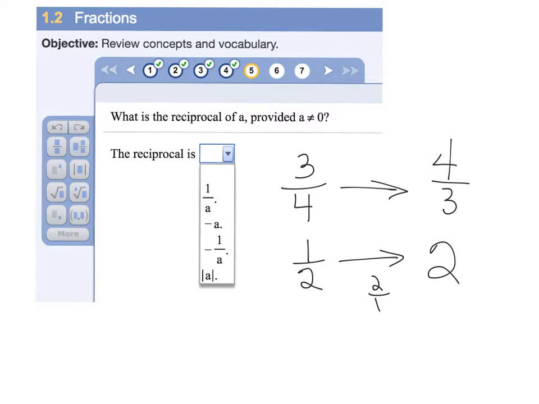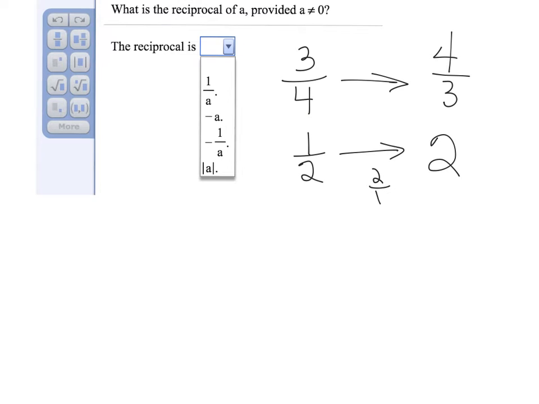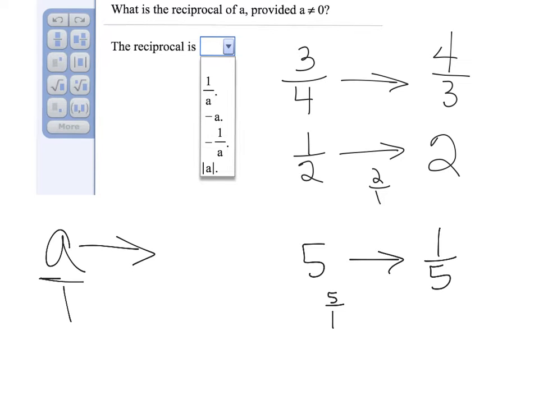And then leading us to this question, which is, well, what about the reciprocal of, let's say 5? Well, first you have to think about 5 as being 5 over 1, and then the reciprocal of 5 over 1 becomes 1 over 5, or 1/5. All right, so what's the reciprocal of a? Well, the reciprocal of a, you could think of it as being a over 1, so the reciprocal of a becomes 1 over a. So that means the answer is this one right here, 1 over a.